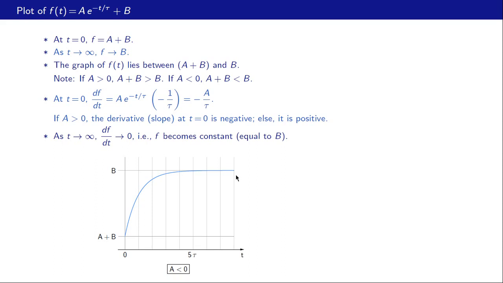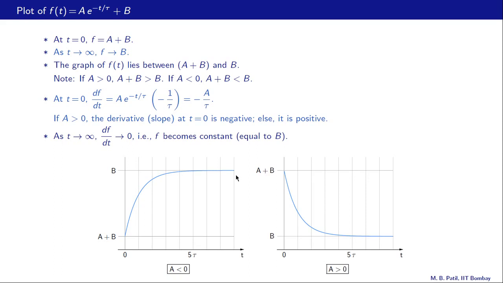Alright, now let us look at the second case, that is a positive. If a is positive, a plus b is greater than b, that means our initial value is greater than our final value, and that is what we see over here. This is the initial value, that is the final value.